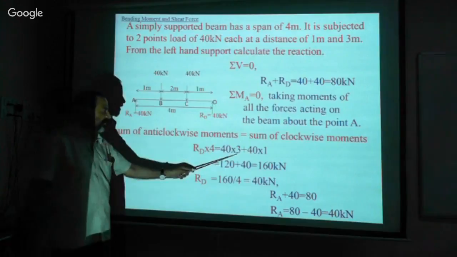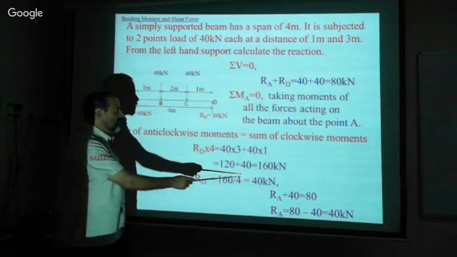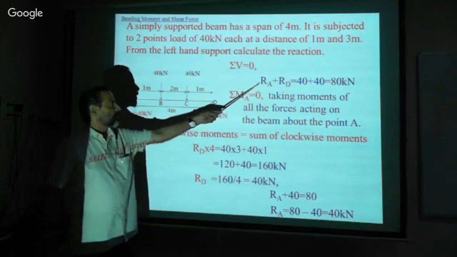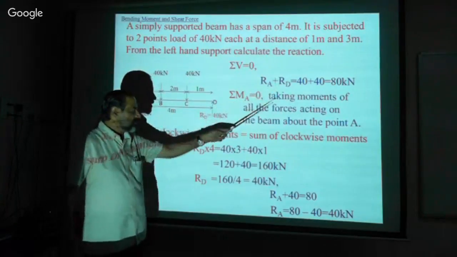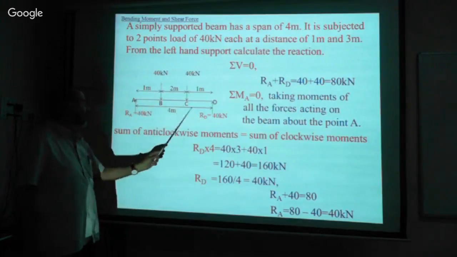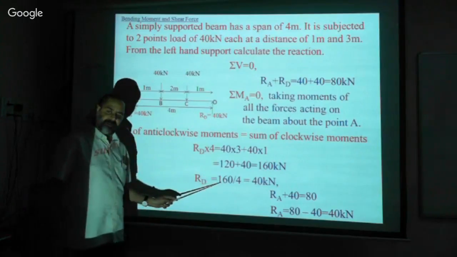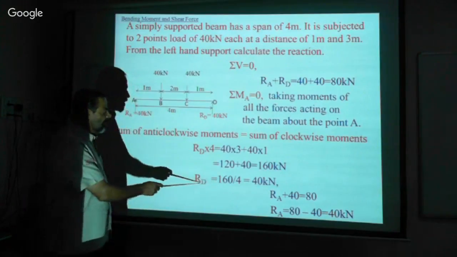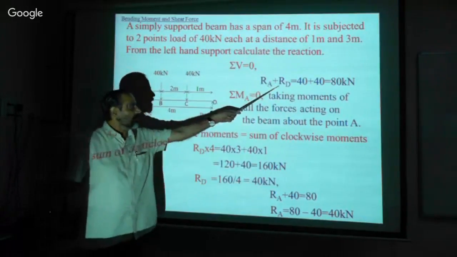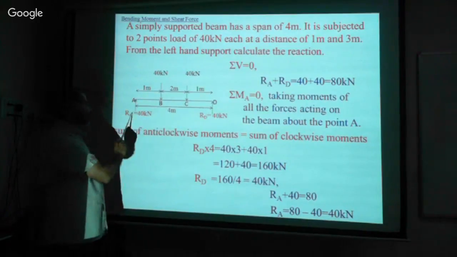Now that is what we have written here. From this we can calculate RD is equal to 40 kilonewton. And we already know, as we have written here, sum of the upward forces must be equal to sum of the downward forces. It will be RA plus RD, total load 80 kilonewton is resisted by these two. From this we have calculated RD is equal to 40 kilonewton. Now substitute this 40 kilonewton here, and we will get RA is equal to 40 kilonewton.